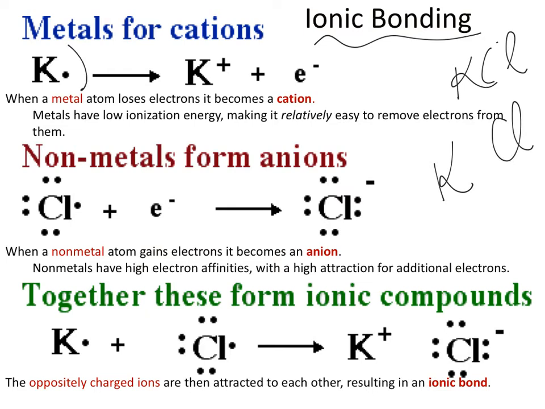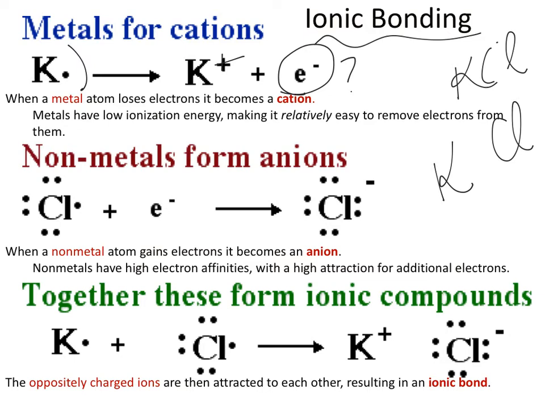Potassium's in group 1A, so it has one valence electron. It has a low ionization energy, as do all metals, and so it's pretty easy for potassium to give up its one valence electron and become a cation. That's the first step. Well, that electron's got to go someplace.